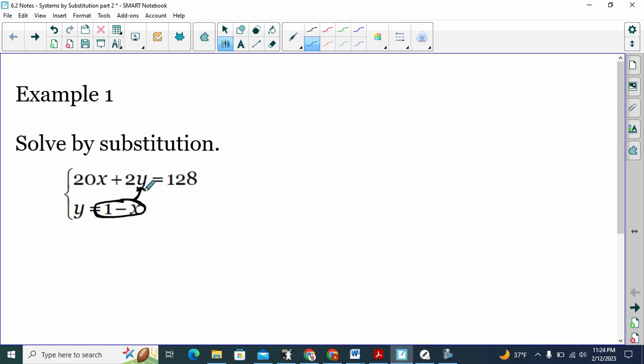Those two things are equal to each other, so we're rewriting this top equation, 20x plus 2y equals 128. But instead of y, I'm putting in what y is equal to, which is 1 minus x. We started with two equations and two variables, x and y. I now have one equation with one variable, just x, so we should be able to solve it.